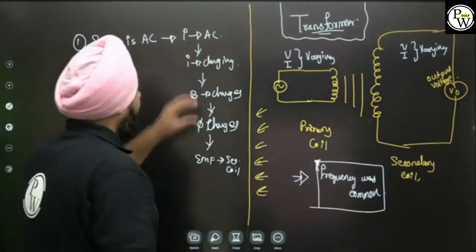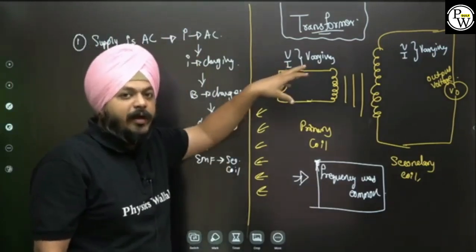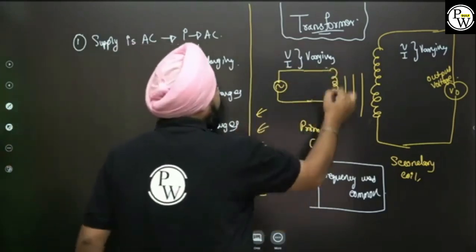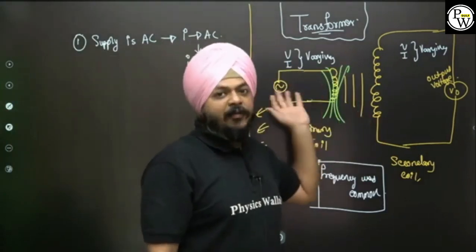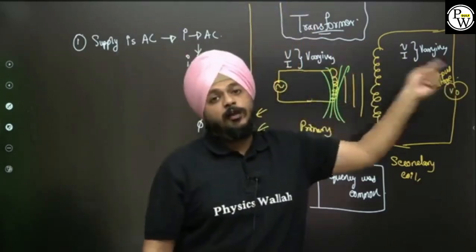So here the voltage changes, the current changes, the magnetic field around it changes, right? See here, there was a change in the magnetic field this way. Because of the change in this magnetic field, the flux is changing, and according to Faraday's law, EMF is induced in the opposite coil.